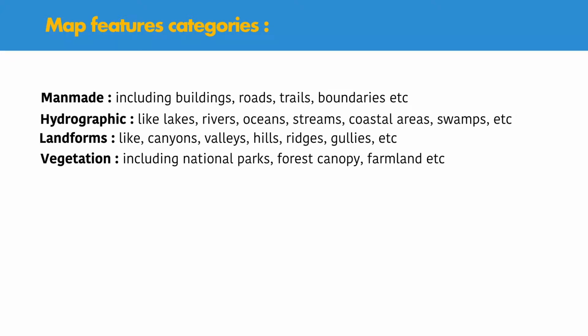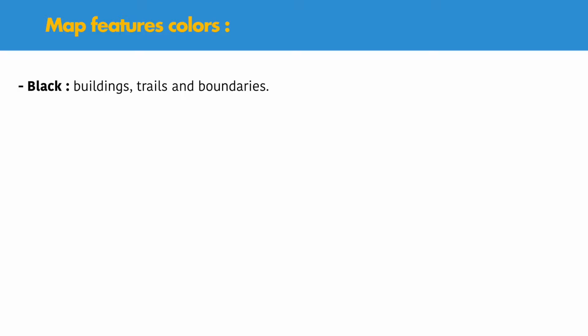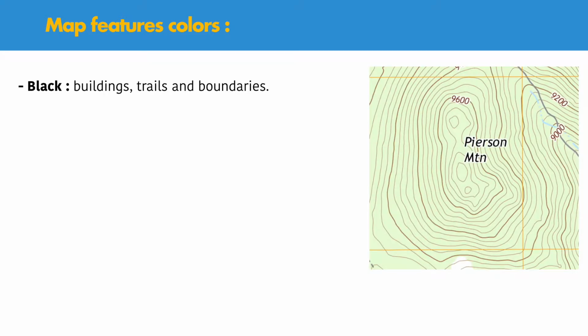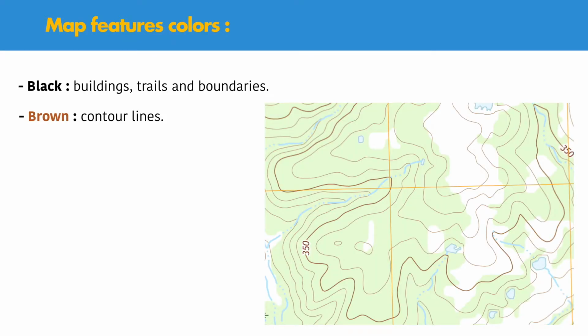There is another classification that we can run, which is using colors. The first color we see in a topographical map is black, which is used for man-made features like buildings, trails, and boundaries. It's also used for naming landmarks like peaks. The second color is brown. It's the color used for contour lines.